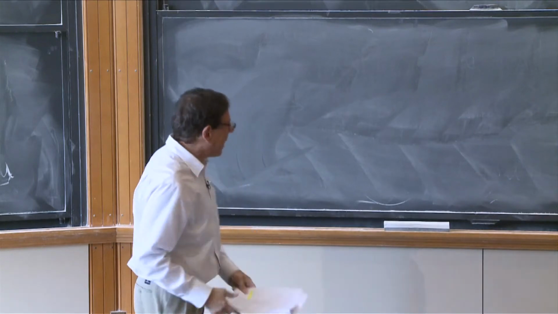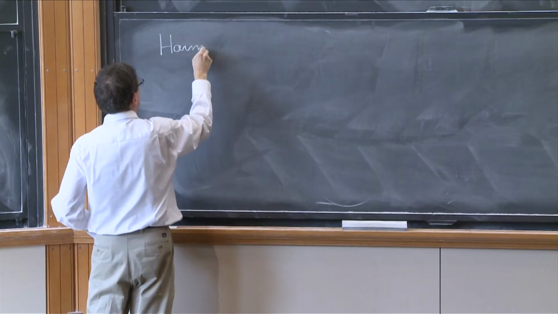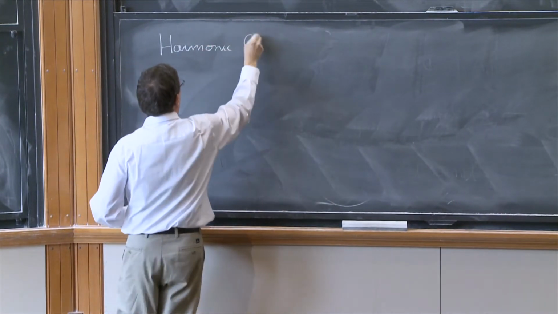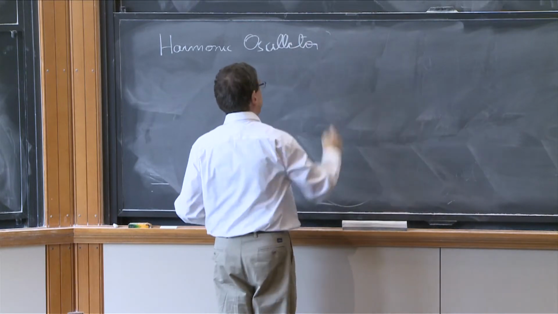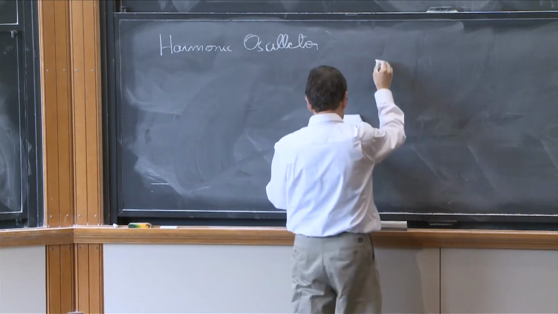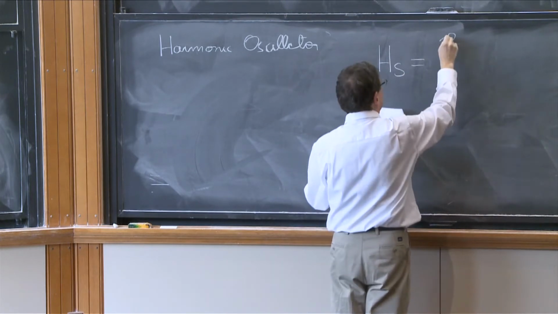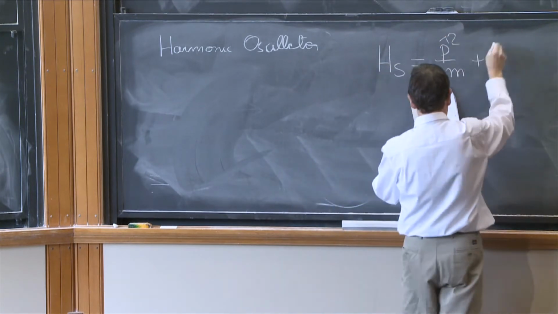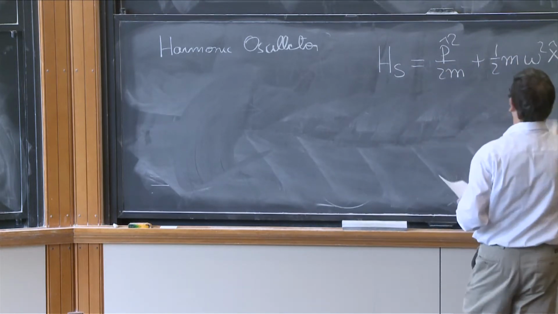So the example is the harmonic oscillator, and it will illustrate the ideas very nicely, I think. The Schrödinger Hamiltonian is p squared over 2m plus 1/2 m omega squared x hat squared.